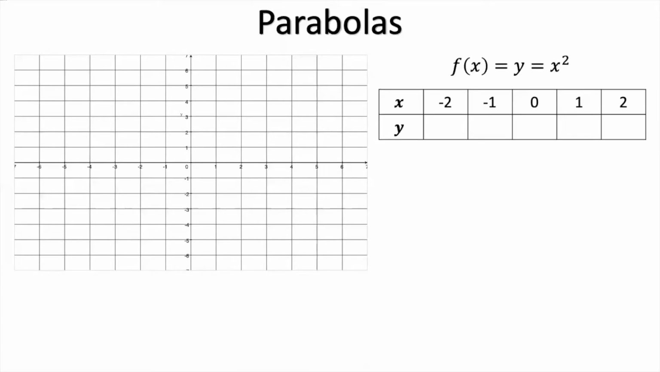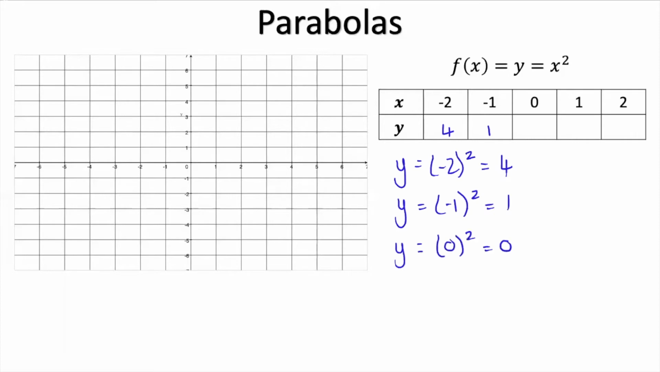So the first thing we can do, just so that we can gauge a shape to it, is do our old school method of using a table. So I'm going to substitute in where x is equal to -2, and I get that y is equal to 4. I'll do the same for -1, and I get that y is equal to 1. Then similarly for 0, I get 0. Similarly for 1, I'm going to get 1. And then if I substitute in x equals 2, I'm going to get 4.